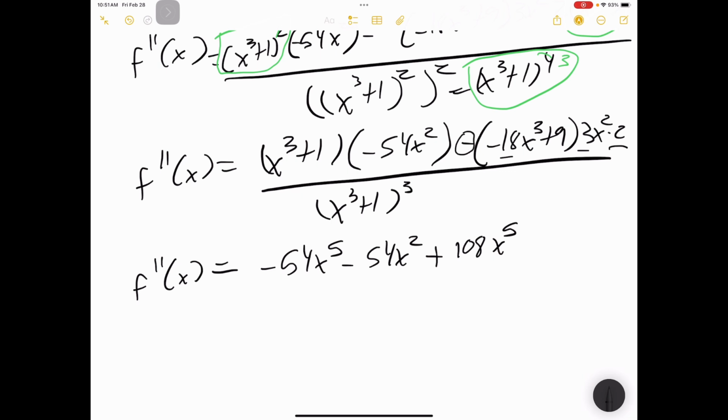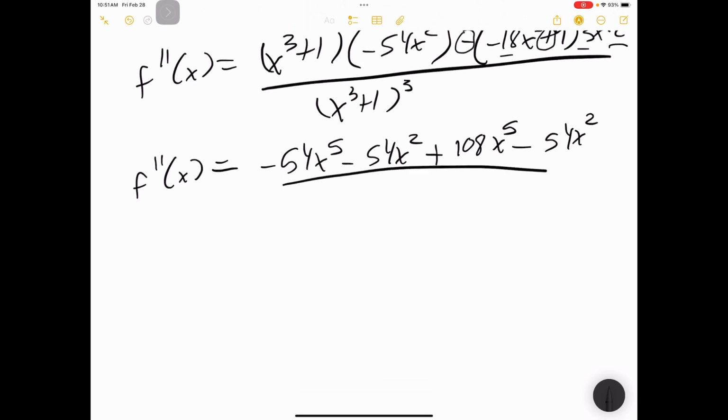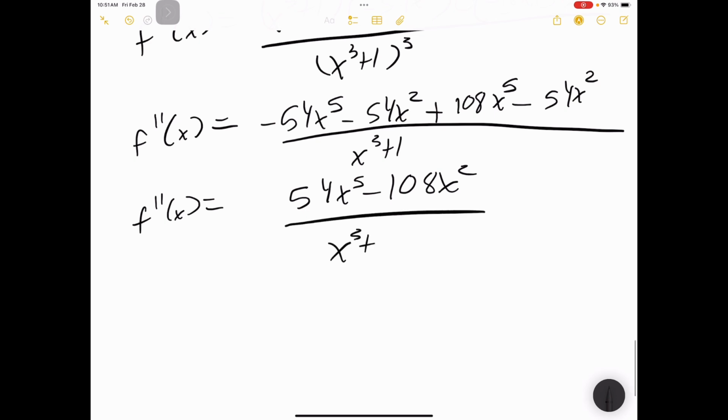Then we have minus sign distributing with a plus sign, so we're going to get a minus 9 times 3 times 2x squared, or 54x squared, still all over x cubed plus 1. Now I can combine like terms. We have negative 54 plus 108, and then negative 54 minus 54. So I get f double prime of x is equal to 54x to the 5th minus 108x squared all over x cubed plus 1 cubed.